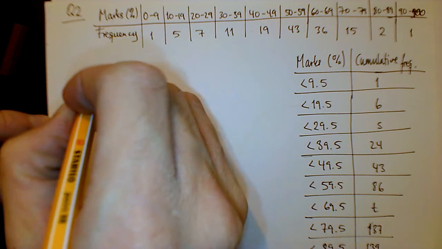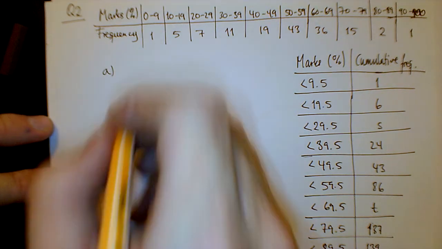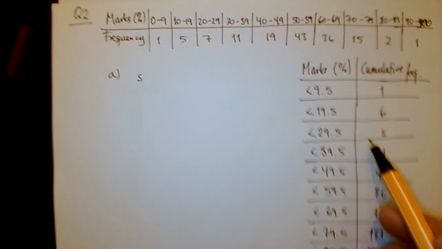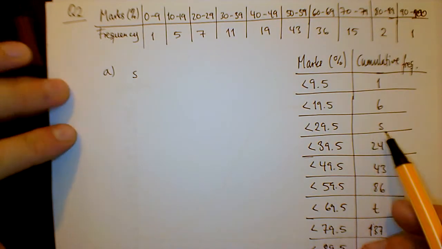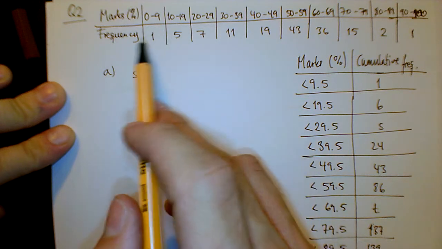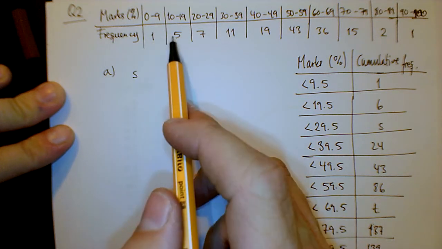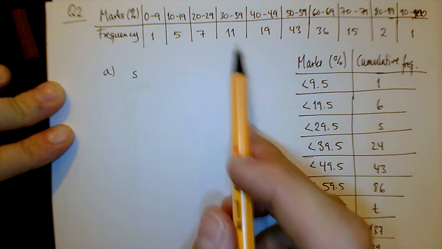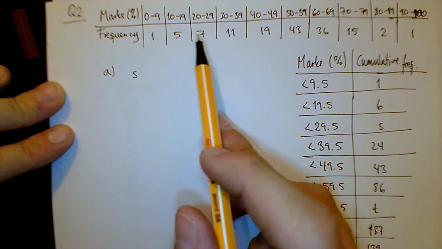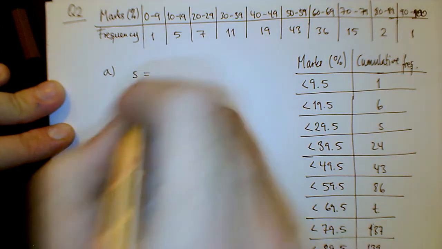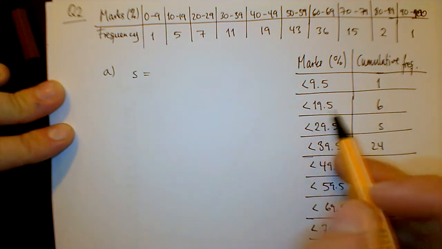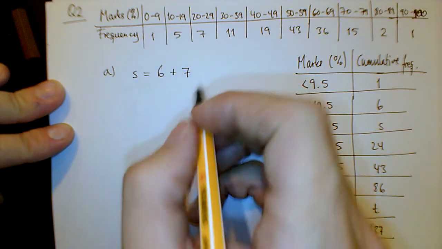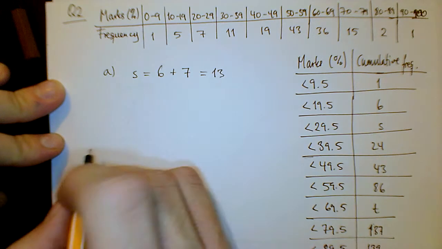So then the question for A is to calculate the value of S. S should be everyone that got 29.5 or lower. So that's this value and lower. We see that there's 6 people that got 19.5 or lower. That's also what we see here. And then we got 7 more people that got between 20 and 29. So S should be equal to the cumulative frequency of 19.5 or lower, that's 6, plus the 7 from the group 20 to 29. So that gives us 13.